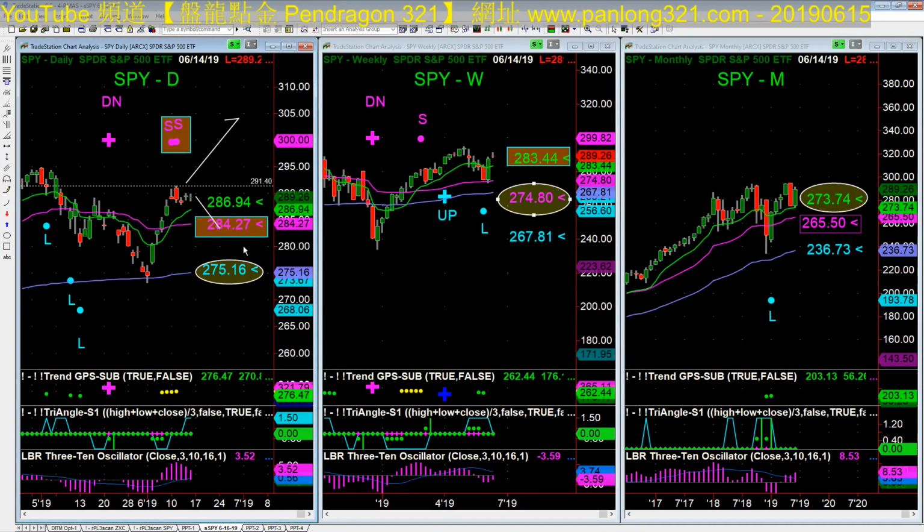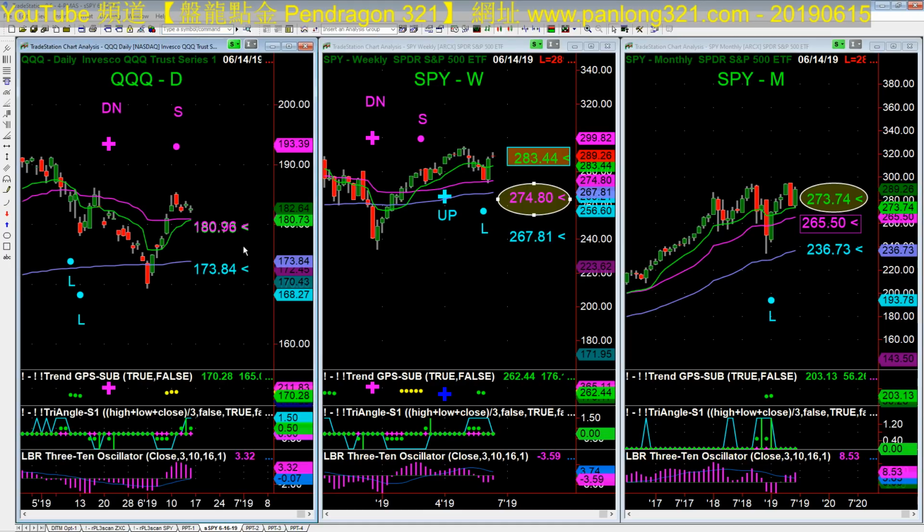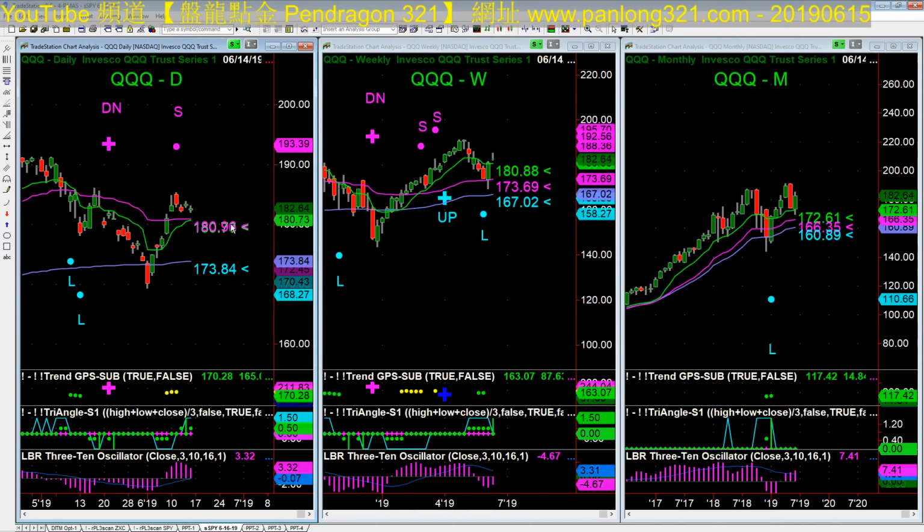Now, what we're going to do right now is look at QQQ, that's the Nasdaq 100. The logic is similar. Same thing. You see on the daily chart, we had a short signal right here. Only thing different are the price levels.